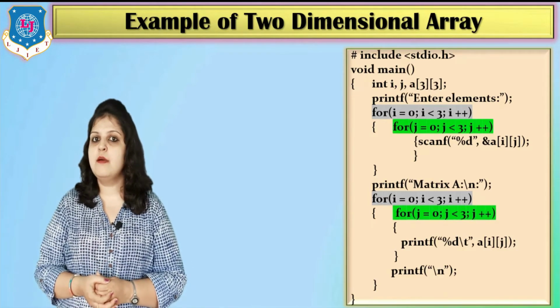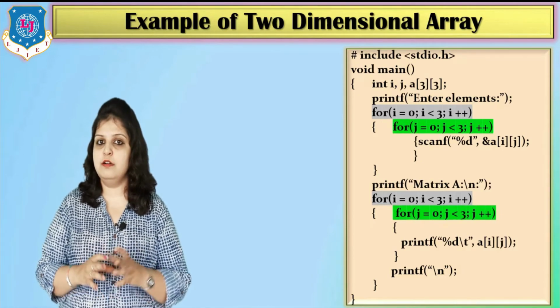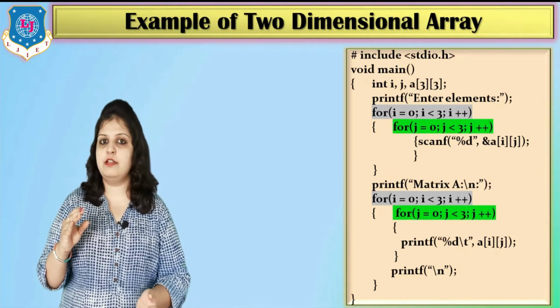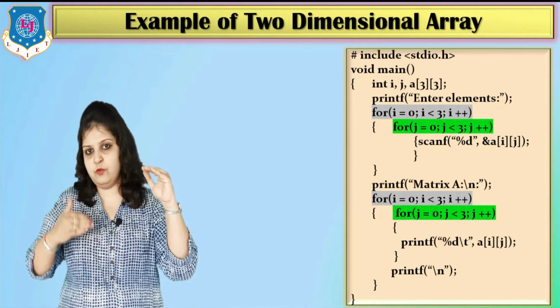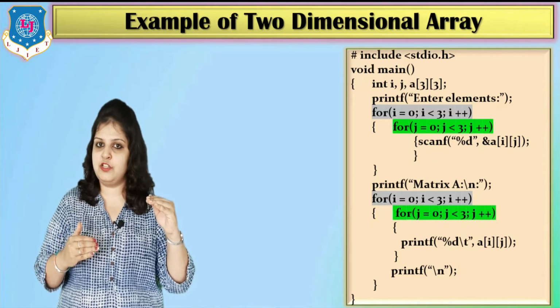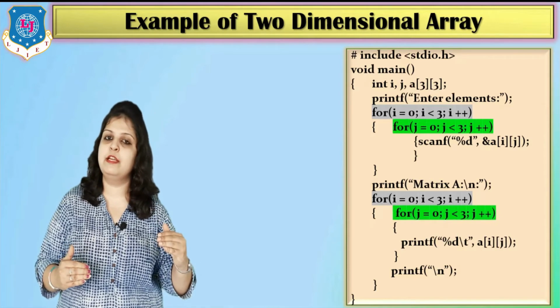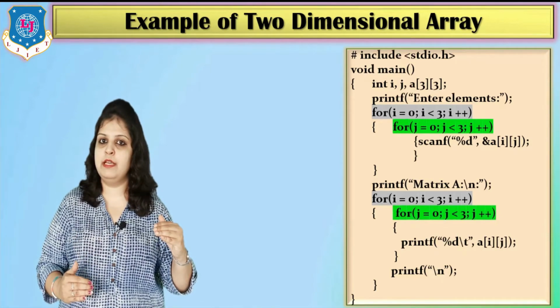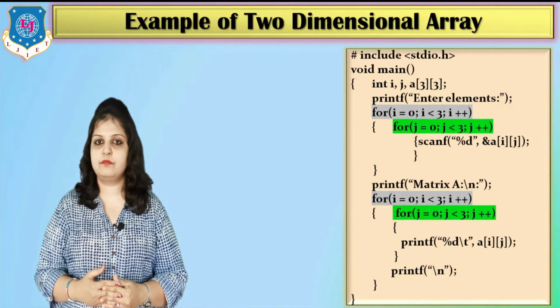Why \n? Because we want to print in matrix form, meaning the 3 rows we have to differentiate here. That's why when i is equal to 0, one time \n will execute and a new line is created. Then when i becomes 1, again \n executes and one new line is created. Again i becomes 2 and one new line is created. That's why we have to write \n.